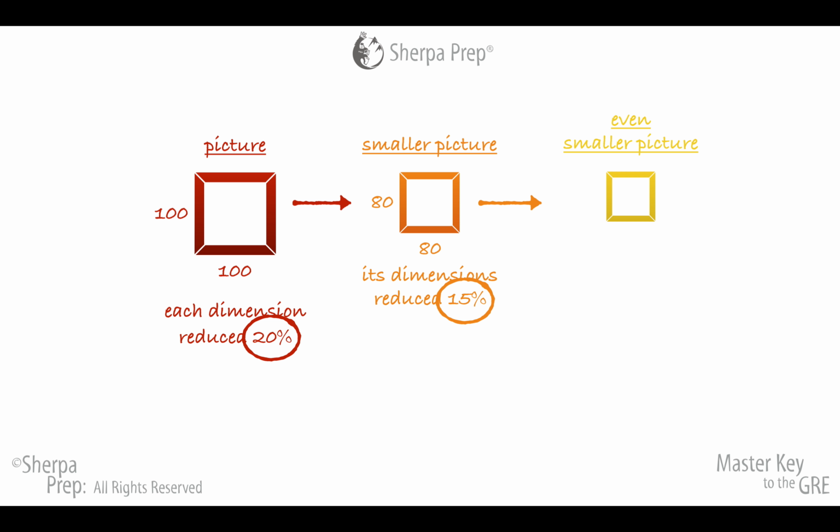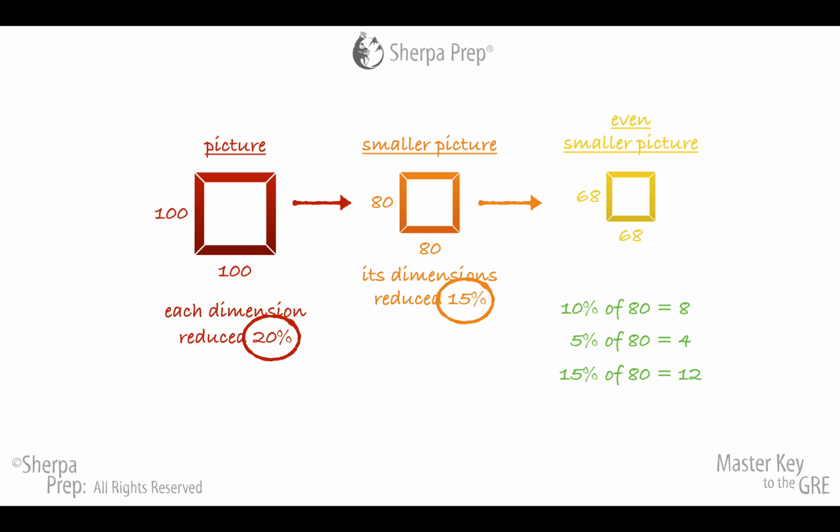Now, as a next step, we have to reduce these dimensions by 15%. And remember, the way to get 15% of a number, get 10% and then get 5%. Well, 10% of 80 is 8. 5% should be half of that, or 4. In other words, to reduce the 80 by 80 by 15%, we're going to remove 12 from each dimension, leaving us with dimensions of 68 by 68.